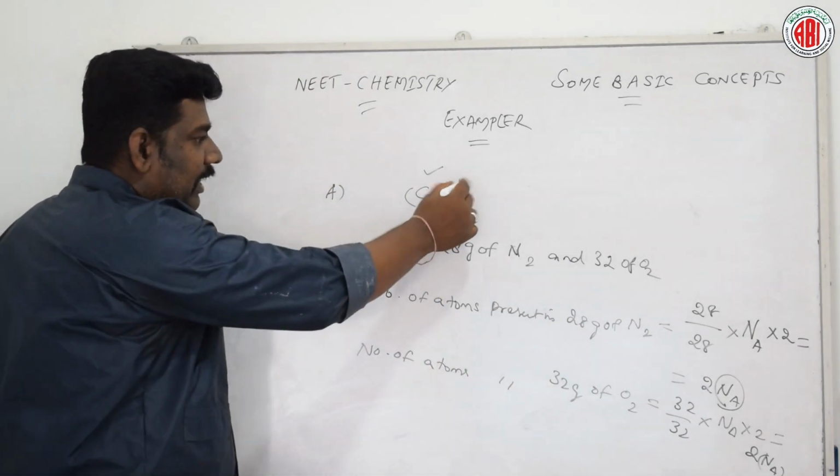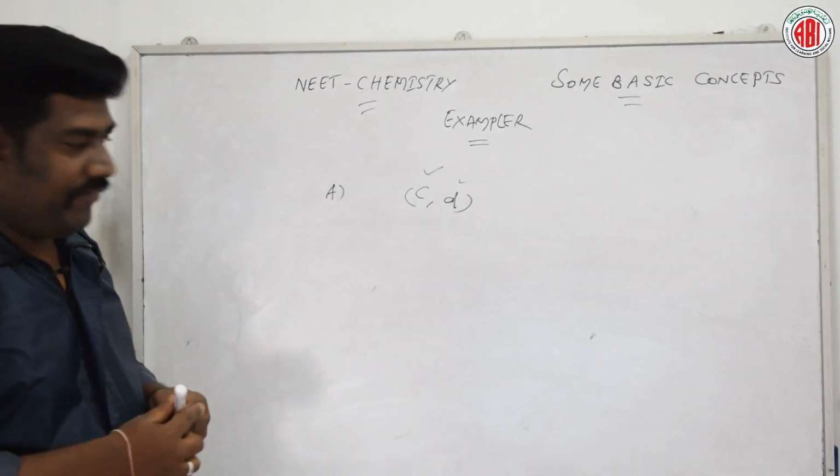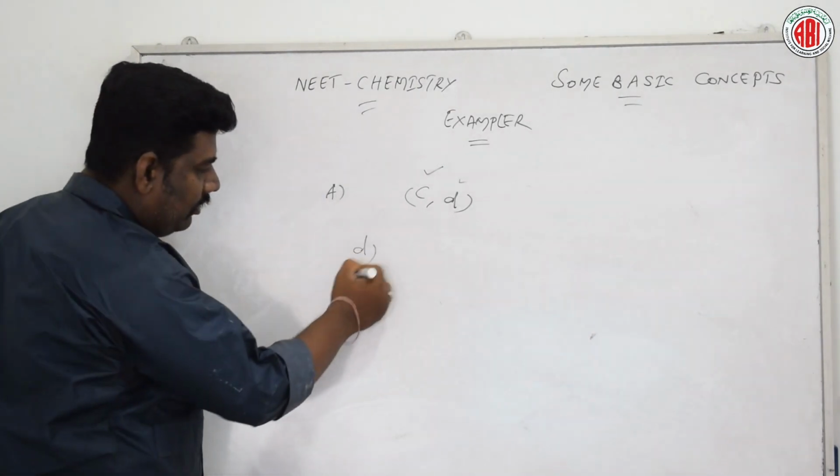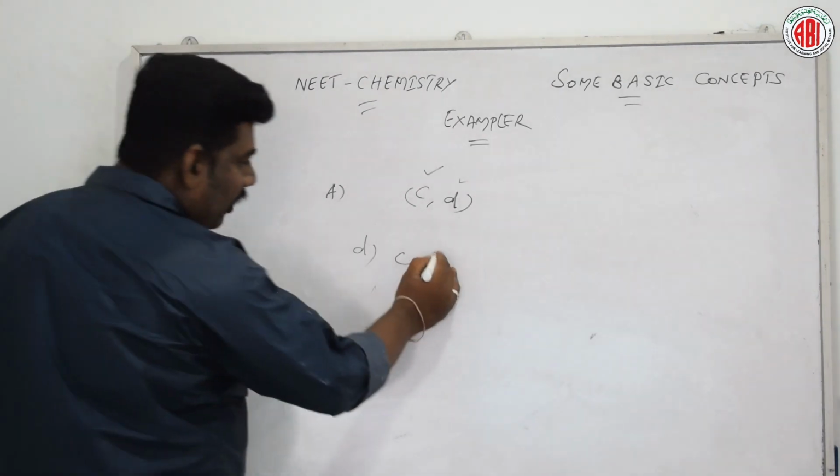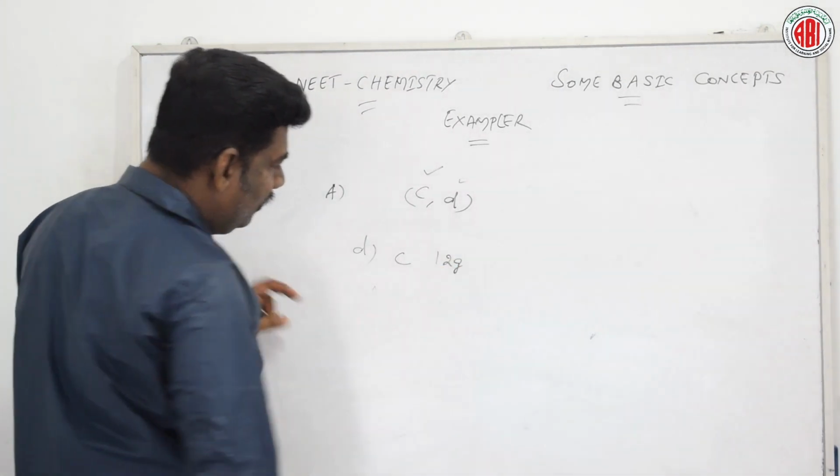Similarly, let us see option D. In option D, what is given? Carbon, 12 gram of carbon.